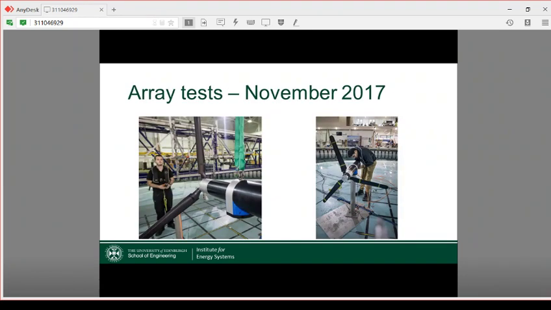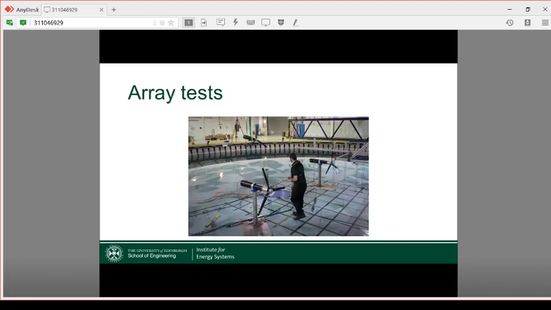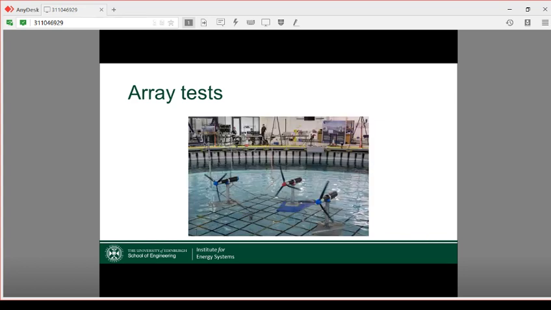After that, we did some array tests. This was the first set of array tests that we did where we just put the turbines together in an array. We have recently been redoing these tests. So this is our technician putting everything together. And there's the turbines ready to go.